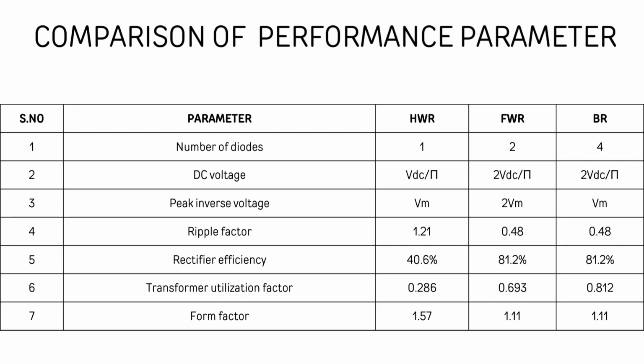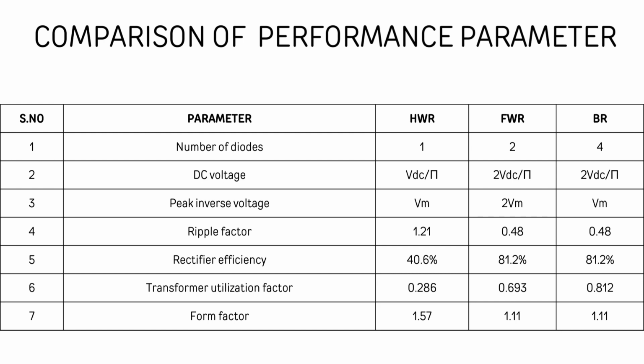Comparison of half wave rectifier, full wave rectifier with center tap transformer and full wave rectifier with bridge circuit. Number of diodes in half wave rectifier is 1, whereas in full wave rectifier with center tap transformer we need 2, whereas in bridge circuit we need 4. The average output voltage is Vm by pi in case of half wave rectifier. In full wave rectifier it is 2 Vm by pi. In bridge circuit also you will have 2 Vm by pi.